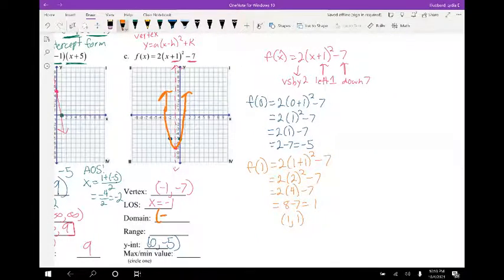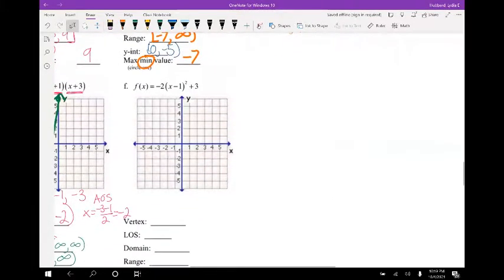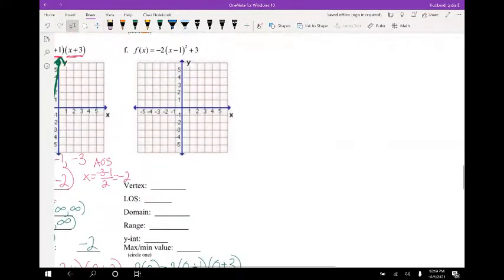So domain again is negative infinity to infinity. Range is bottom to top, so that's going to be -7 to infinity. And we have a minimum value here, and it is -7. Okay. And on to the last problem in this section.